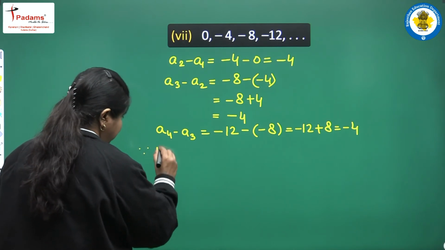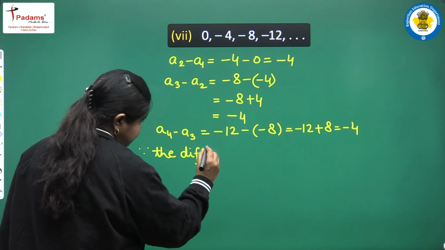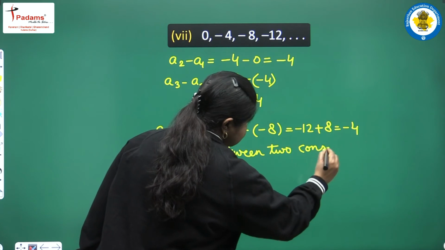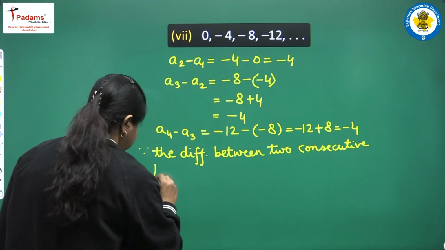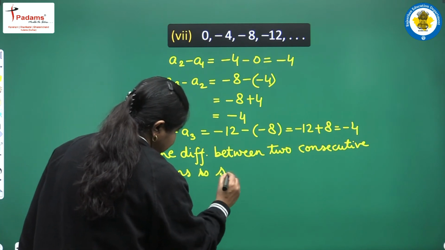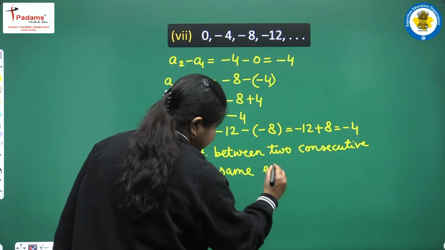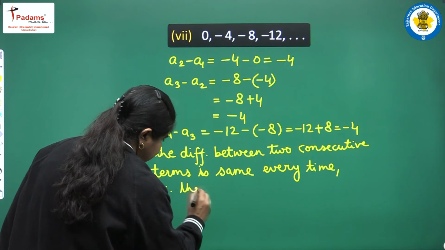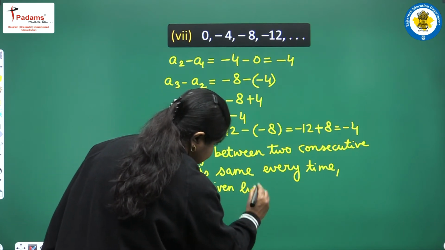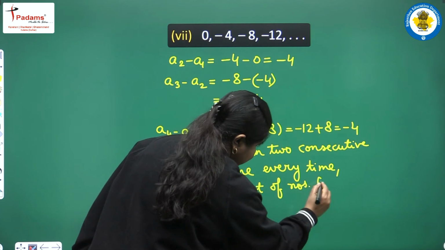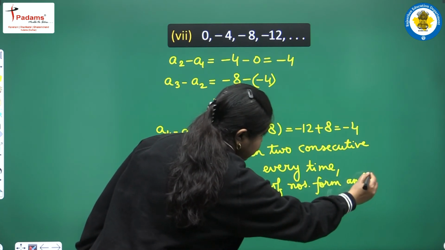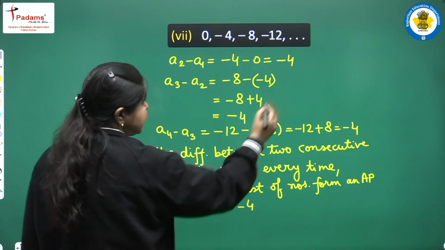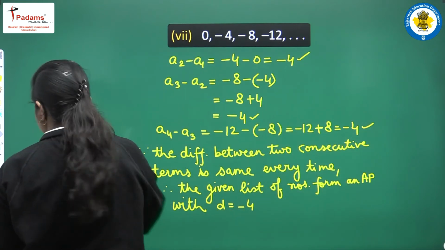Let us write, since the difference between two consecutive terms is same every time, therefore the given list of numbers form an AP with the common difference D equal to -4. देखिए आप -4 -4 -4 and now we need to write the next three terms.